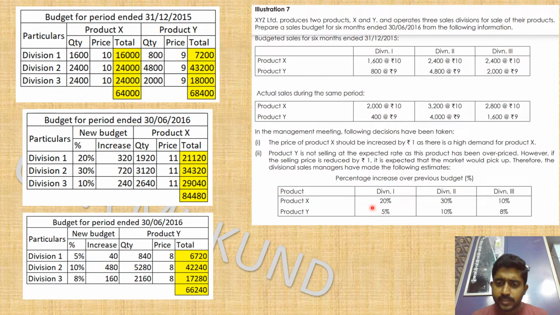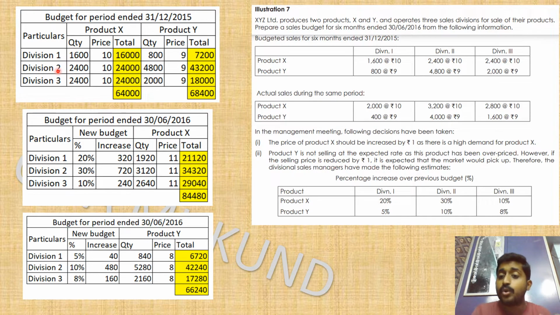Now sales volume, it is given 20. Now let's plot for the product X alone. So for product X, 20% sales volume will go up, 30% will go up and 10% will go up in the respective divisions. Okay, so I have given what is the increase. So current division 1 sales is 1600. It will go up by 20%, which means it goes up by 320. So 1600 plus 320 is 1920 will be the new sales.